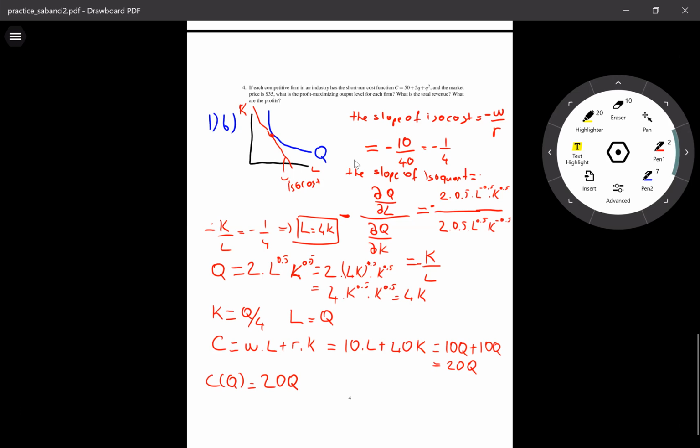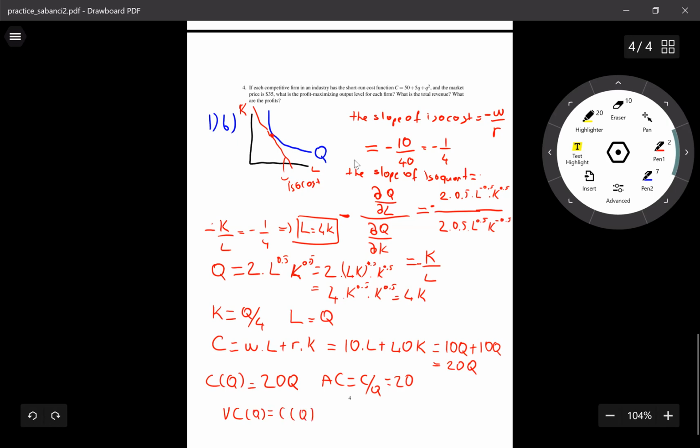It asks for the average cost. Average cost is cost over Q, which will be 20. Variable cost and the total cost are equal in the long run. And what is left? Marginal cost is the derivative of the cost function with respect to quantity, which is 20.